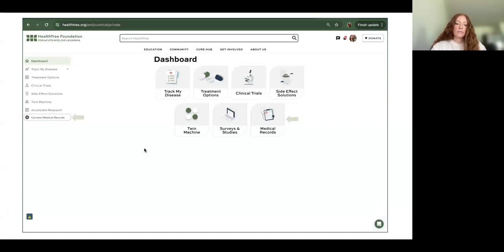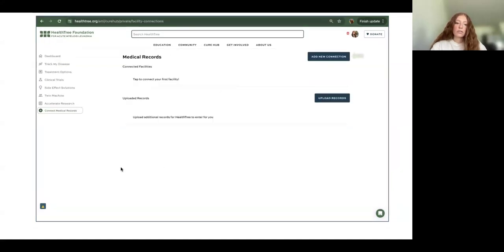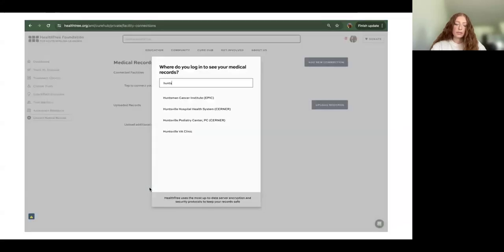And that will take you to the main part of CureHub. So when you want to connect your medical records, you can either click here or you can click on this icon right here. And once you click on that, it'll take you here. If you've never set up a connection in CureHub, it'll look like this. It's empty. You just click the add new connection. And then it'll have you type in your facility. So whatever facility you go to for AML, type that in. You can type in multiple and set up multiple connections.